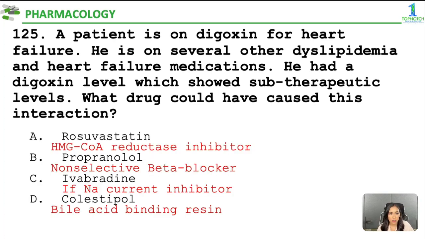Rosuvastatin is an HMG-CoA reductase inhibitor. Propranolol is a non-selective beta blocker. Ivabradine is a sodium funny channel current inhibitor. And cholestyramine is a bile acid binding resin. So which one of them has an effect on digoxin? The correct answer is cholestyramine.